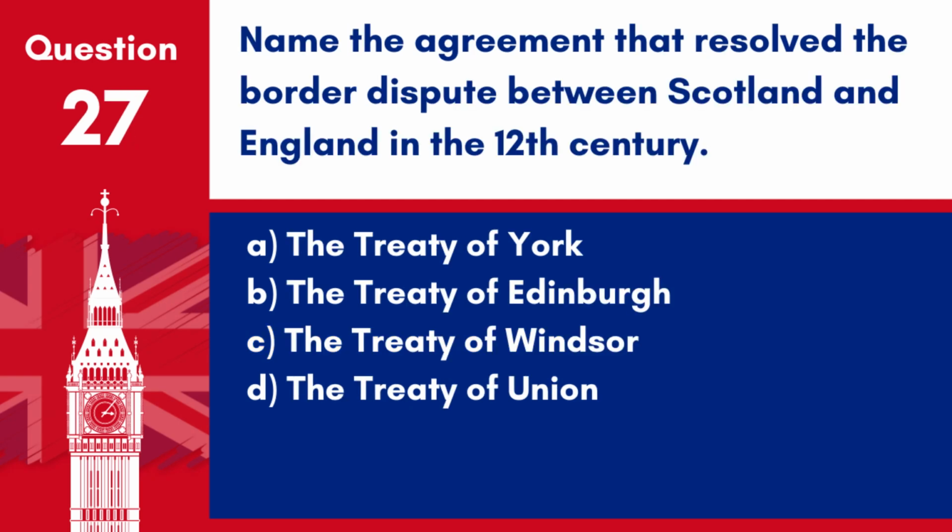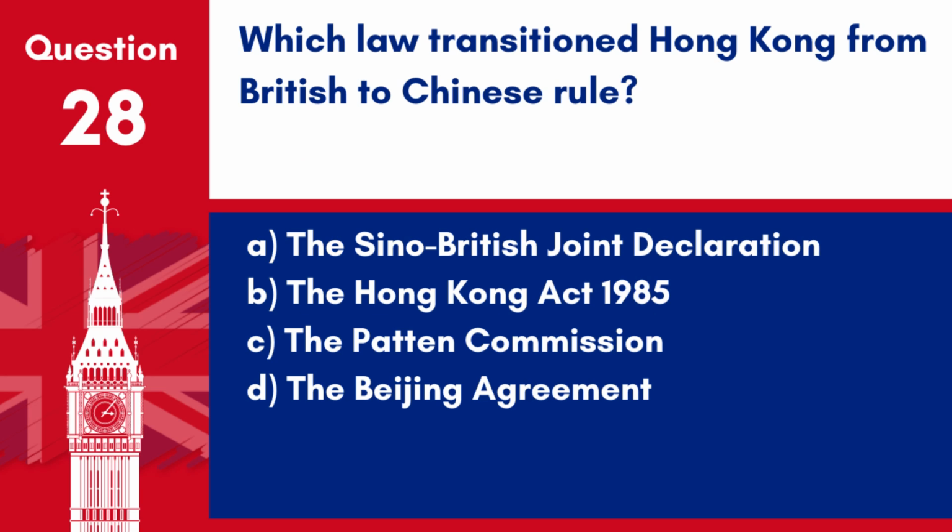Question 27. Name the agreement that resolved the border dispute between Scotland and England in the 12th century. A. The Treaty of York. B. The Treaty of Edinburgh. C. The Treaty of Windsor. D. The Treaty of Union. Answer: A. The Treaty of York. The Treaty of York in 1237 resolved the border dispute between Scotland and England by defining the border in roughly its present form.